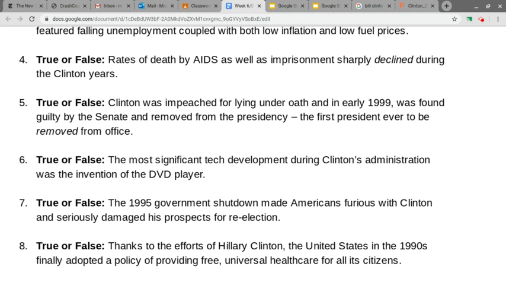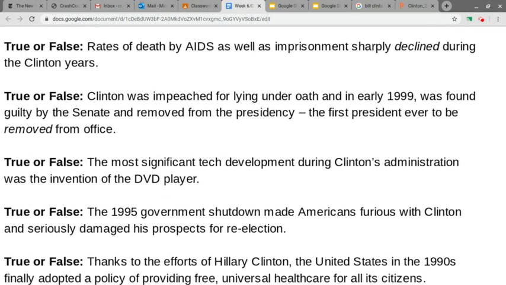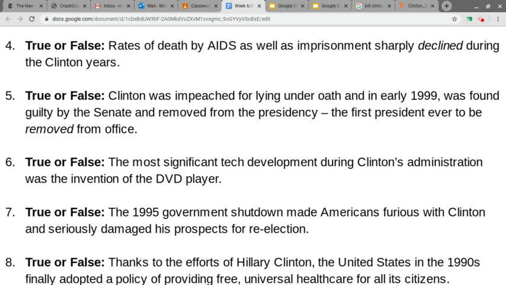True or false? Clinton was impeached for lying under oath, and in early 1999 was found guilty by the Senate and removed from the presidency. The first president ever to be removed from office. Hopefully, you don't need me to tell you this, but he of course was not removed from office.